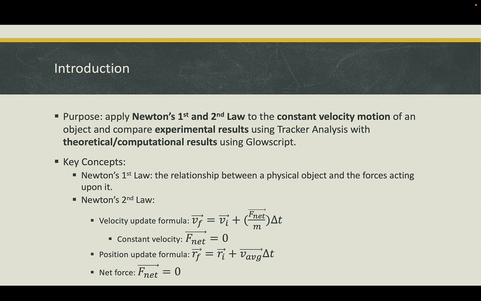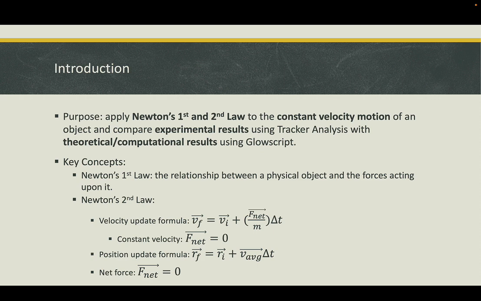The purpose of this lab is to apply Newton's first and second law to constant velocity motion of an object and compare experimental results using tracker analysis with theoretical or computational results using GlowScript. The core physics concepts that we used in this lab were Newton's first law, which describes the relationship between a physical object and the forces acting upon it. We also utilized Newton's second law, the momentum principle, to generate velocity and position update formulas.